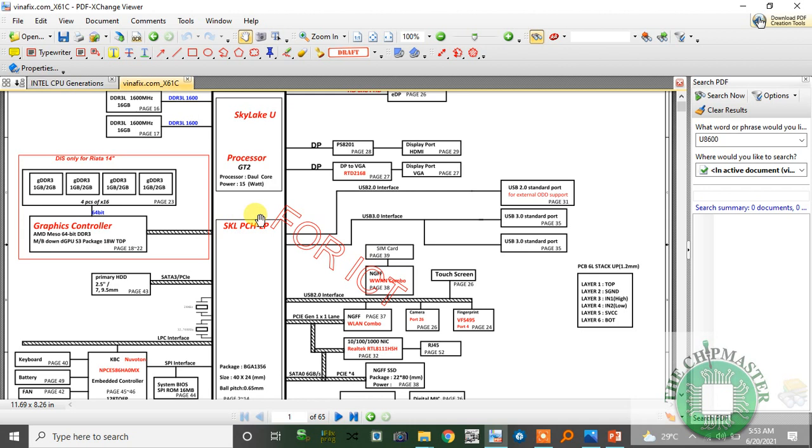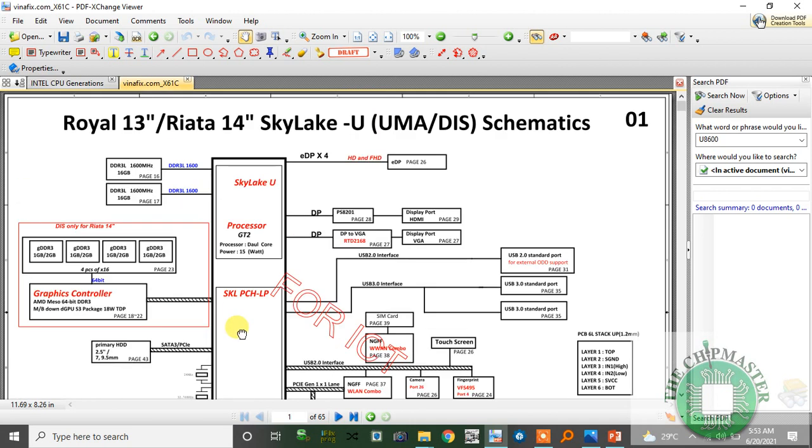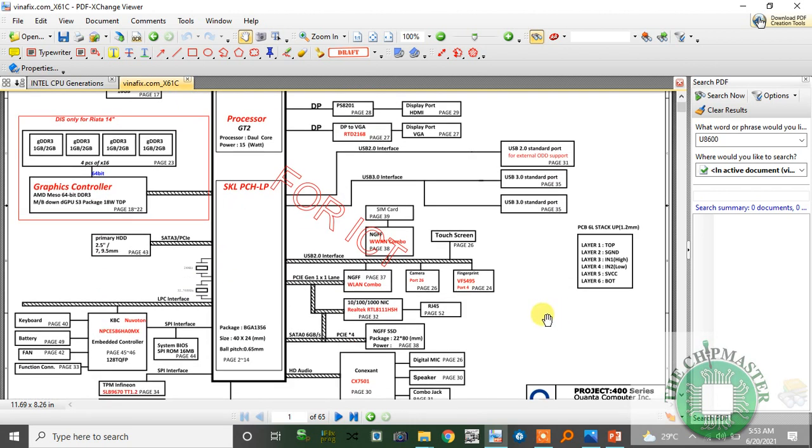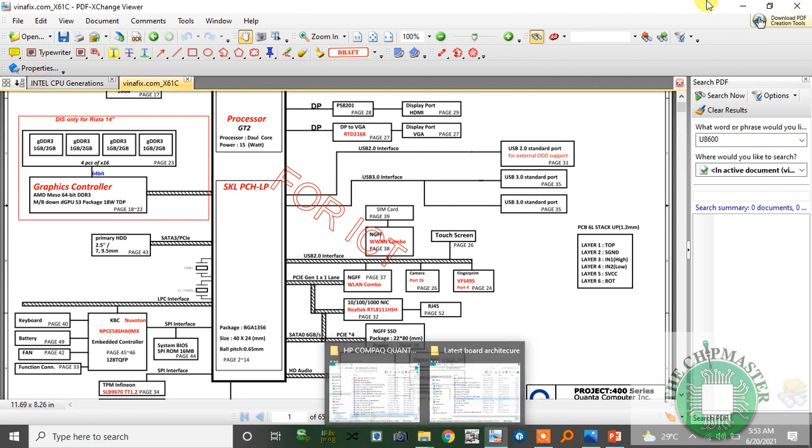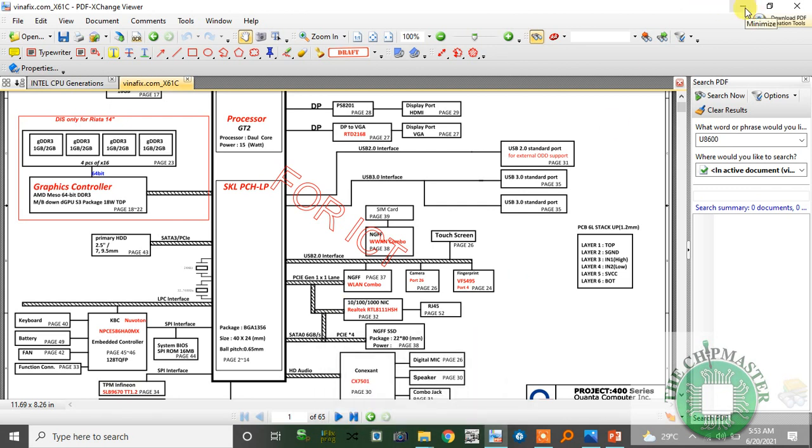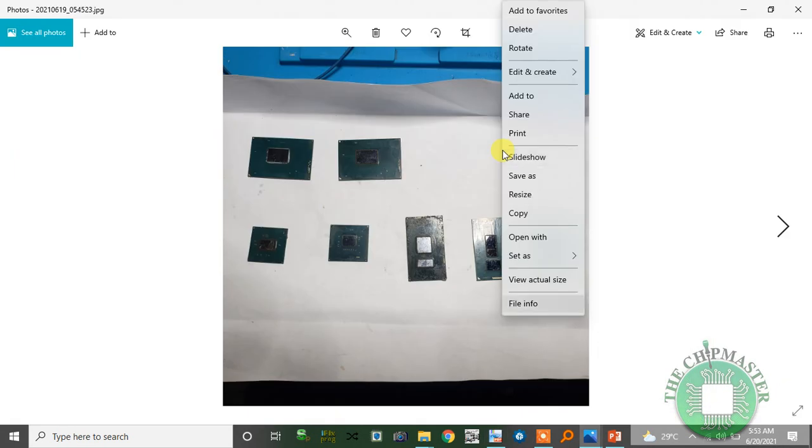As you can see, Sky Lake and PCH, both of them are integrated into one chip, so the physical appearance of this chip is one. Let me just get the picture. I have an image here.